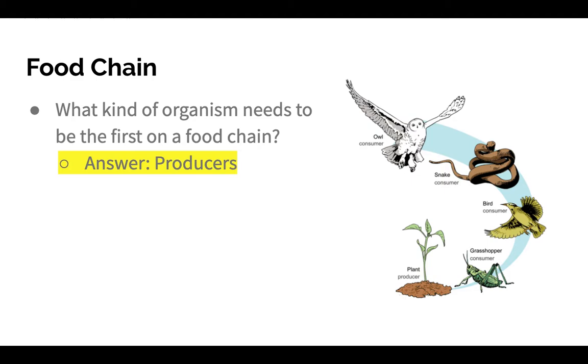We have to always start with a producer or a plant or something that goes through photosynthesis because that's where the energy starts. Consumers can't trap sunlight for energy. That energy always has to come back to the sun, and the only organisms that can trap the sun's energy are producers. So we always, always, always have to start with a producer. So if you see a food chain and they try to start with the bird over here, you know that it's not complete because that bird had to get its energy from somewhere else.